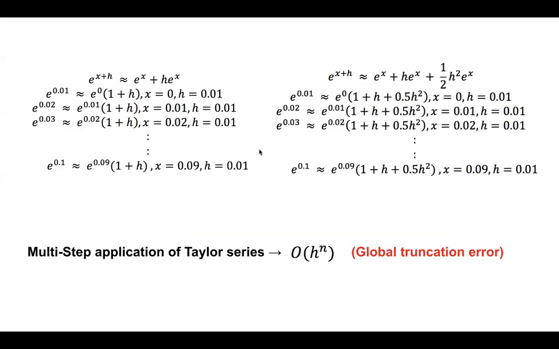Earlier, if I was truncating it here for a single Taylor series expansion, the order was h raised to n plus 1. Here, when I'm using global truncation, the error becomes order of n. So if I'm using one term, it will be h raised to 1. If I'm using two terms, it will be h raised to 2. Did you understand the difference from the values?